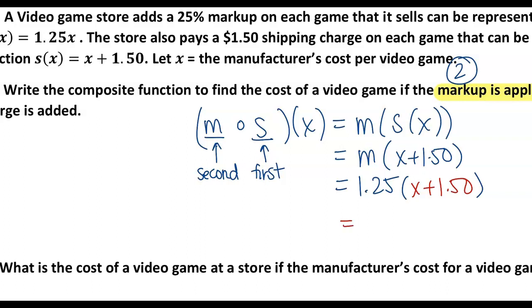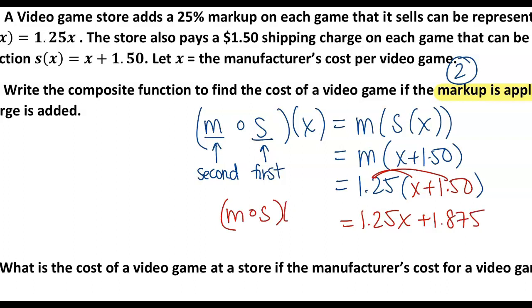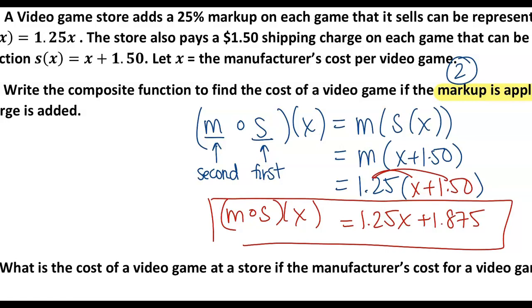Okay, get your calculator ready. I know I'm going to have to distribute. This is 1.25x. Desiree, what's 1.25 times 1.5? Yep. And this is going to be for m composed with s of x. If I could actually write an x. That would be your answer. Give me a nod or shake. Do you understand how I wrote that out?